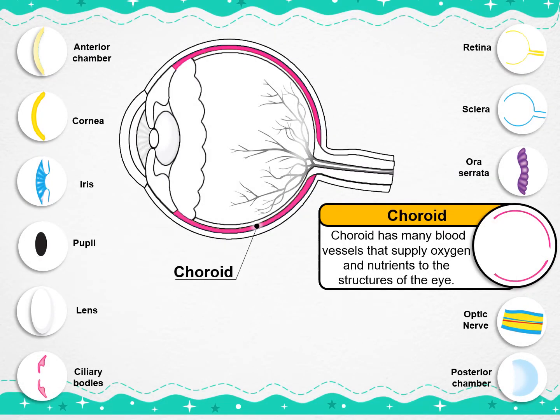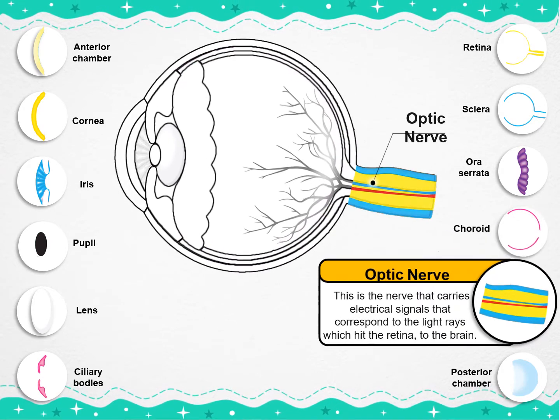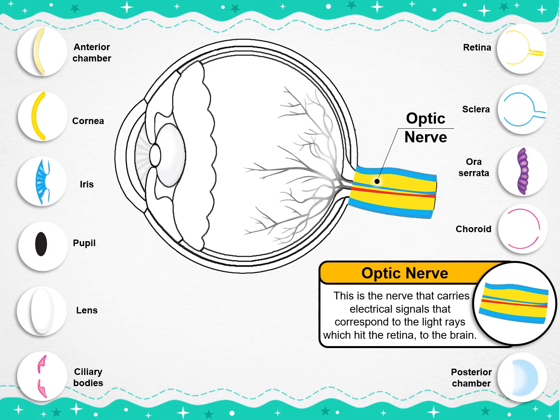Choroid. This is a layer that is found between the retina and the sclera of the eye. It is highly vascular, which means the choroid has many blood vessels that supply oxygen and nutrients to the structures of the eye. Optic nerve. This is the nerve that carries electrical signals that correspond to the light rays which hit the retina, to the brain.